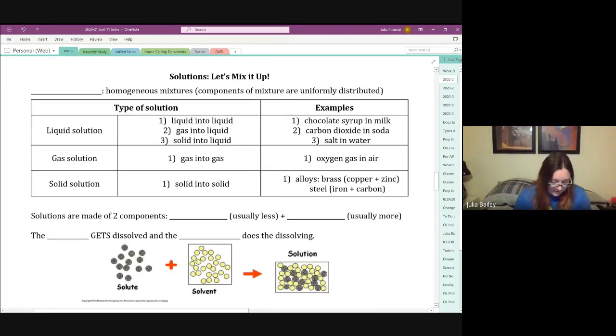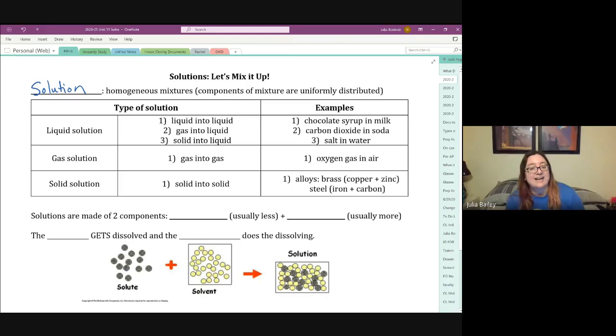So let's mix it up a little bit. A solution is a homogeneous mixture, meaning that it is a well-mixed, uniformly distributed mixture. Everything's spread evenly. There's a bunch of types of solutions. You can have a liquid dissolving into a liquid. Like when you dissolve chocolate syrup into milk, you mix it up and then it all looks the same if you mix it up enough.